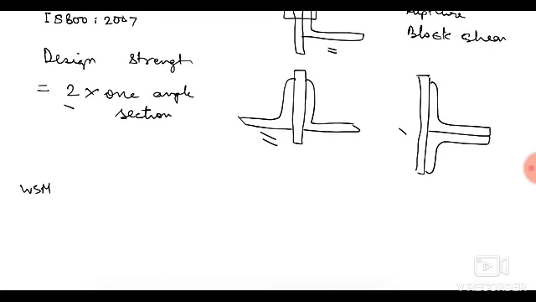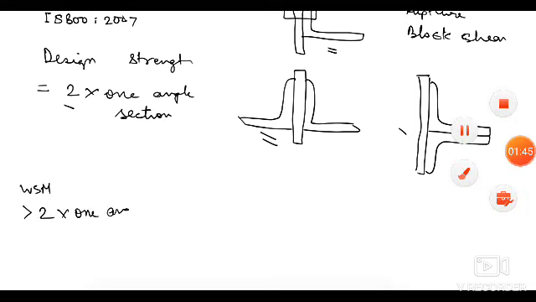Whereas in the case of the working stress method, this was different. If we had used two angle sections, then according to that code, it was greater than twice the design strength of one angle section. So this is the difference here. That's what I wanted to tell you.